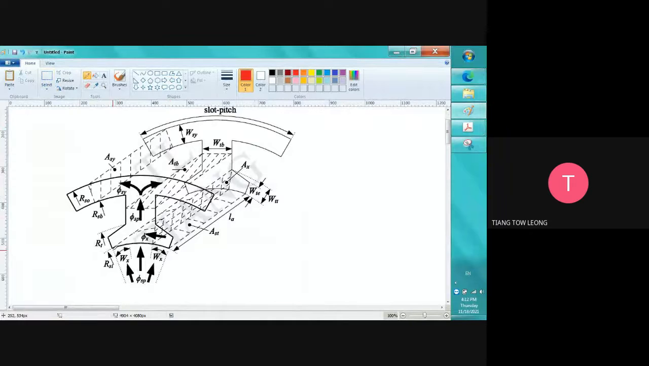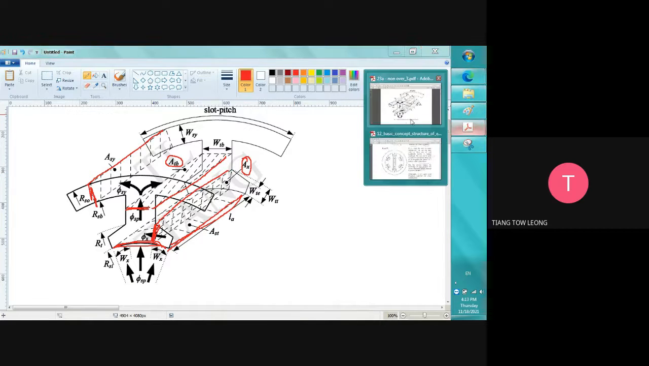So area is something like, for example, the area of the tooth body: we need to find this one times this one, and this will be the area. For example, the area of the stator yoke, we need to find this value times this value. This one also the same: the arc here times the length here becomes the area. Also the same here, the length here times the length here will get the AX. So this is how we need to know the picture first before we go into the solution.